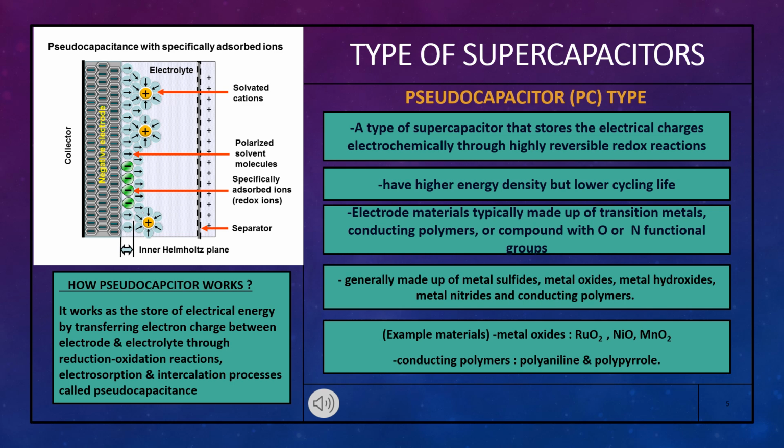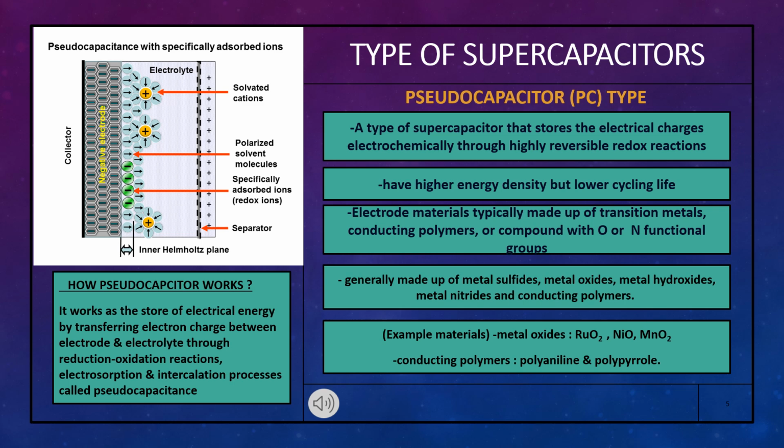The second one is the pseudo-capacitor, PC type. What is the PC type? It is a type of supercapacitor that stores electrical charge electrochemically through highly reversible redox reactions. It has higher energy density, but a lower cycling life. The electrode materials are typically made out of transition metals, conducting polymers, or compounds with O or N functional groups. They are also made out of metal sulfide, metal oxide, metal hydroxide, metal nitride, and conducting polymers.